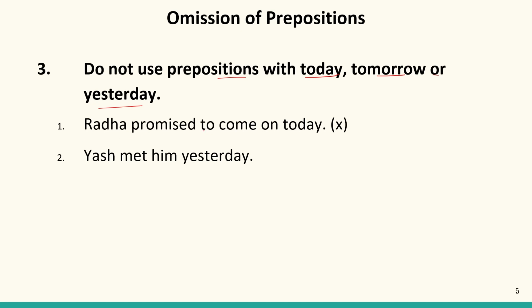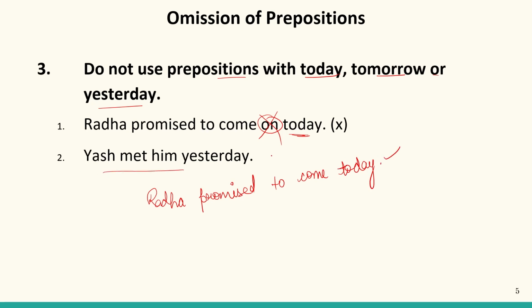For example, Radha promised to come on today. Now, she has promised to come today, not on today. Today is actually a particular day. We need not write any preposition before it. So, on is incorrect over here. We can write the sentence, Radha promised to come today. Now, this sentence will be correct. The next sentence, Yash met him yesterday, is absolutely correct.